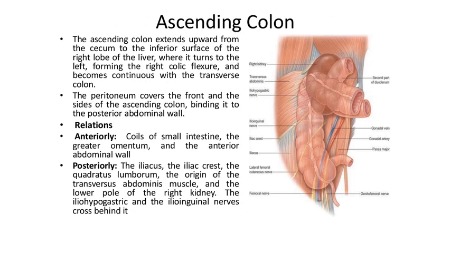دي صورة بتوضح ال ascending colon. The ascending colon extends upward from the cecum to the inferior surface of the right lobe of the liver, where it turns to the left, forming the right colic flexure or the hepatic flexure, and becomes continuous with the transverse colon. The peritoneum covers the front and the sides of the ascending colon, binding it to the posterior abdominal wall.